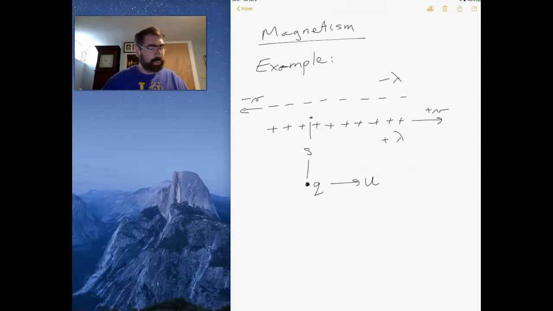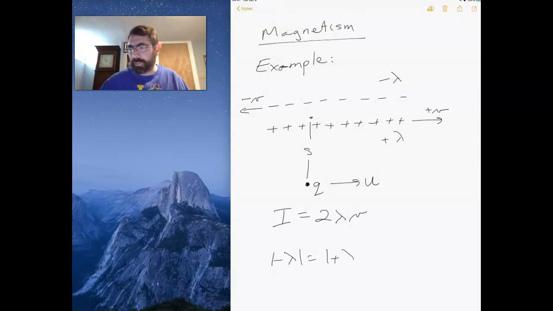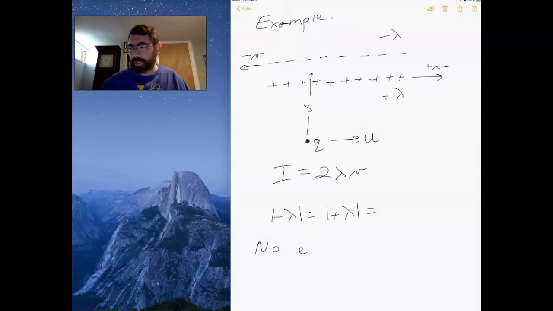If I wanted to see what the current of the lines of charge is, the current would be 2 times lambda times the velocity. So that's the total current in the system. And from the point of view of the point charge q, if the magnitude of the positive and negative line charge densities is equal, then there is no electric force on q.